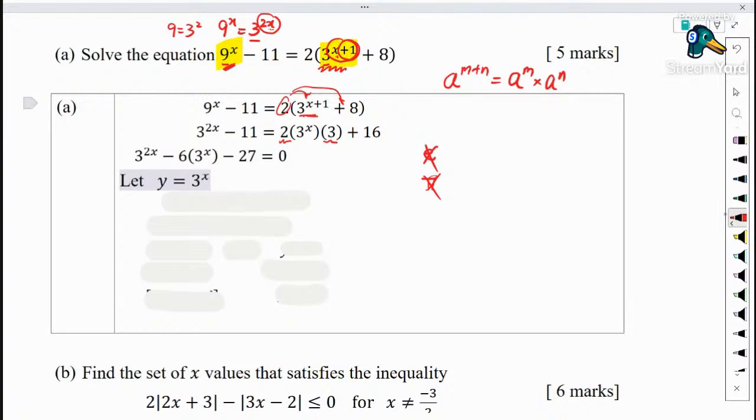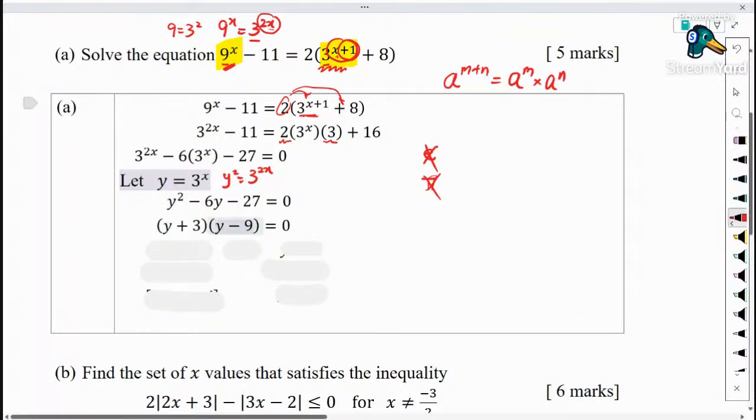So in here, if y equals 3 power of x, y squared will be 3 power of 2x. As a result, the whole equation now becomes a much simpler form to see. y squared minus 6y minus 27 equal to 0. To solve this quadratic equation, I solve it using the classic way, where I do factorization. I get y plus 3, y minus 9 equal to 0.